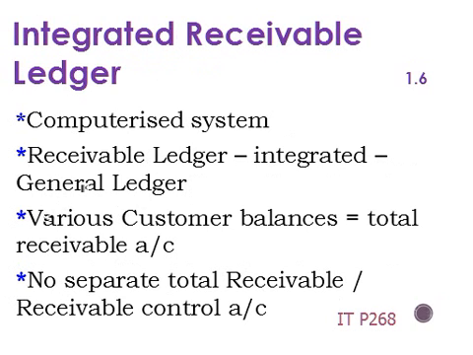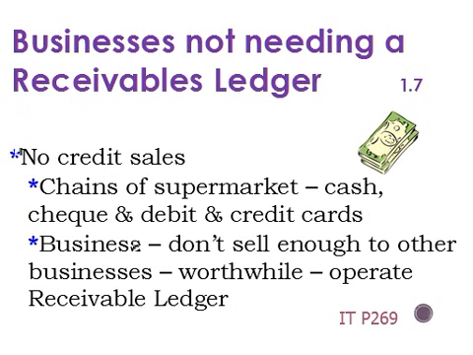In some computerized systems, the receivable ledger is integrated with the general ledger, so there is no separate total receivables, or receivables control account, and the various customer balances actually make up the total receivable account. The following businesses do not need a receivable ledger. Businesses who do not have credit sales, for example, chains of supermarkets, who make all their sales with cash, check, and debit and credit cards. Businesses who don't sell enough to other businesses for it to be worthwhile for them to operate a receivable ledger.